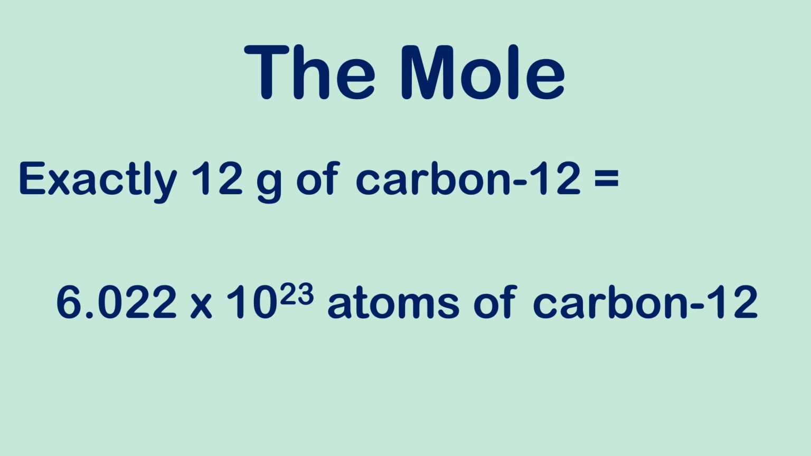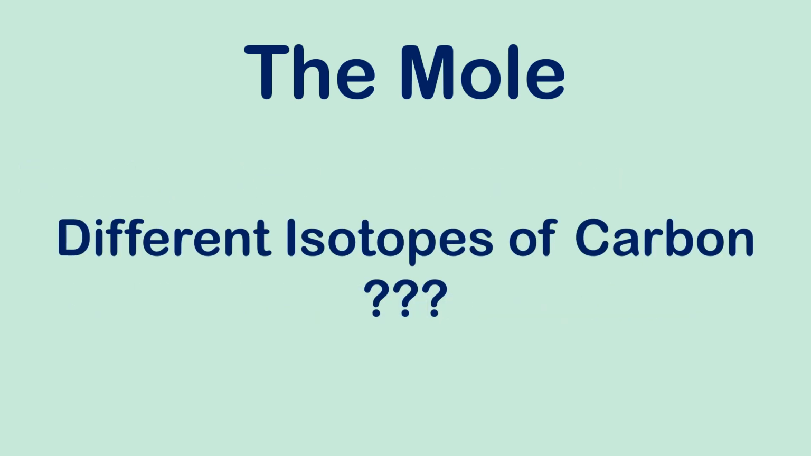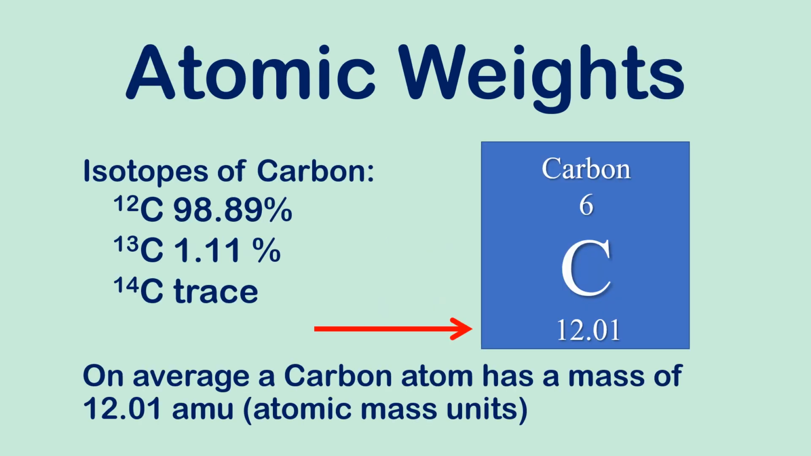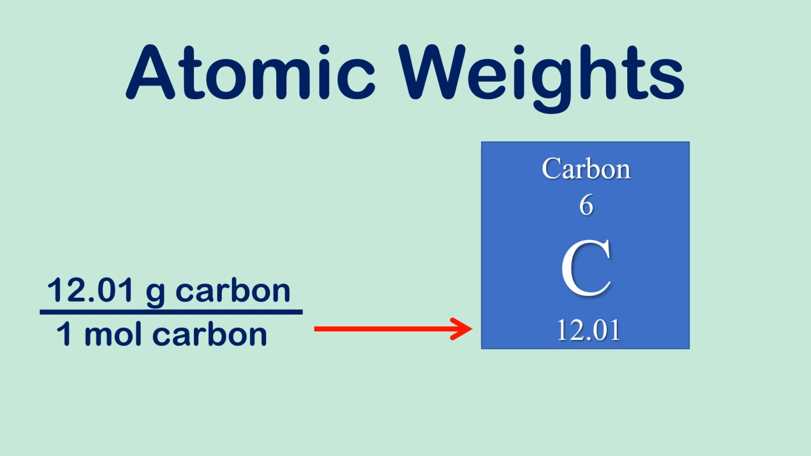But in nature, carbon will exist as a mixture of different isotopes of carbon, each with its own mass number. When we do calculations, how do we account for these mass differences? In a previous video, we discussed how atomic weights are calculated from the natural abundances of isotopes found in nature. This value gives us the average mass of a carbon atom in nature. This value also represents the mass in grams of 1 mole of carbon. You can go to the periodic table now and find the mass of that element per mole of that element.